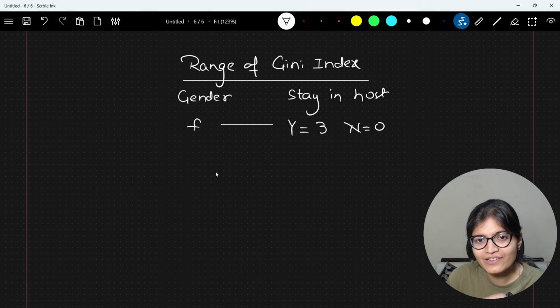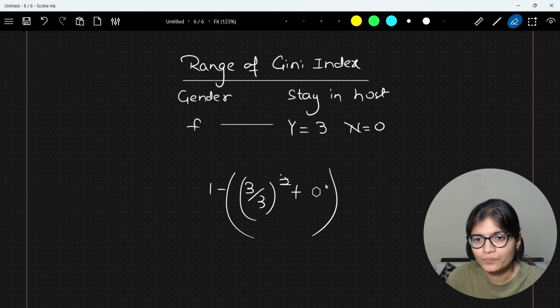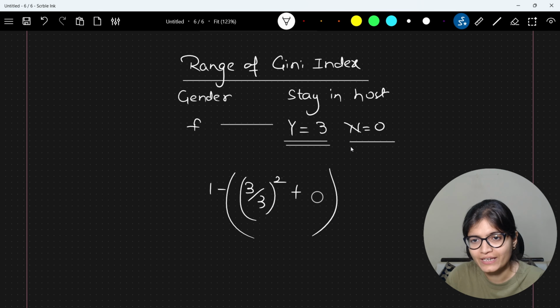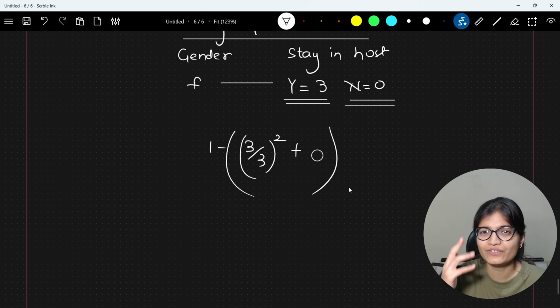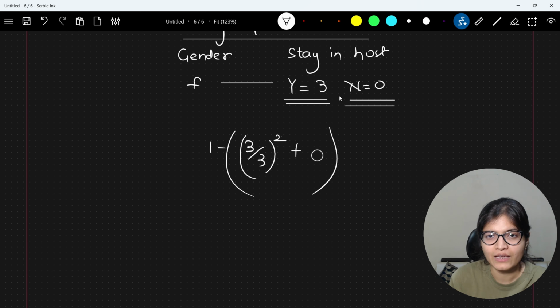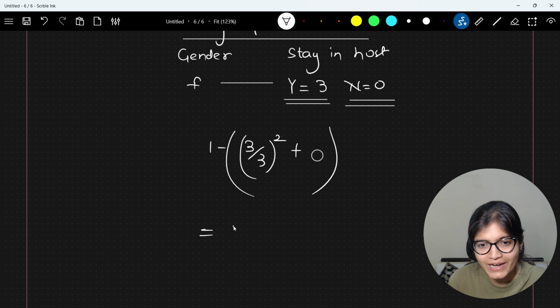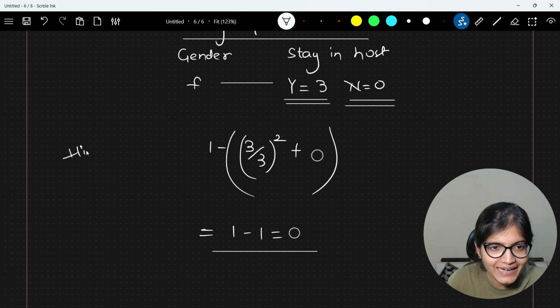So in this case, if I ask you what is the probability, you will say it is 1 minus the summation of the probability of yes. So it will be 3 by 3 whole square plus 0, because all the samples belong to yes only. No sample belongs to no. It means there are only 3 students, and if the gender is female, all are going towards staying in the hostel. So here your value of Gini will become 1 minus 1, which equals 0. This is a highly pure sample.